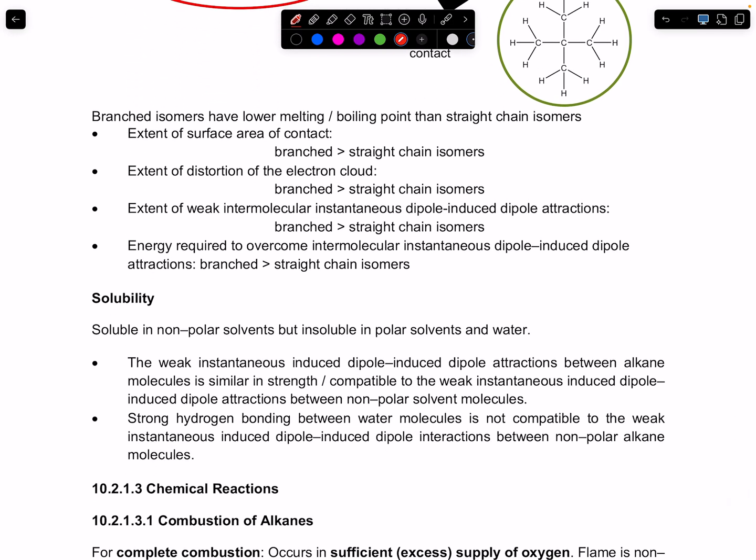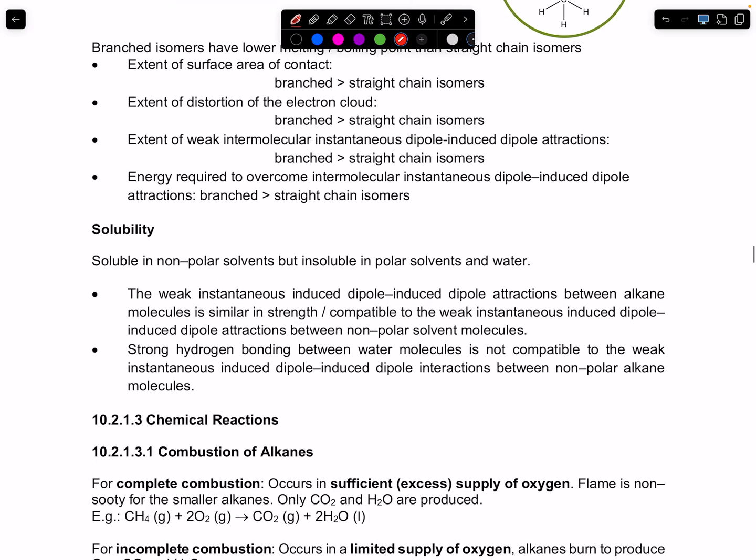Solubility. Okay, for solubility, because they are non-polar compounds, they dissolve very well in non-polar solvents. All right.